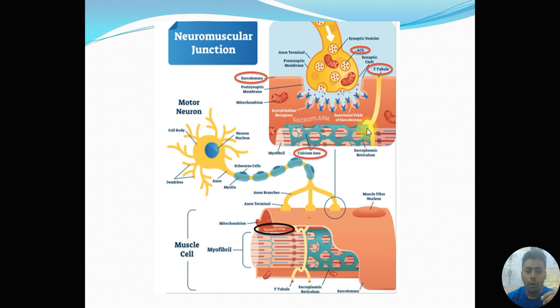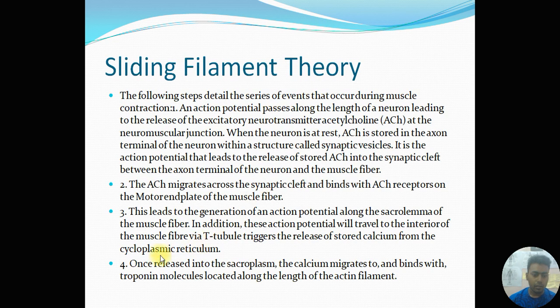Okay, what does the sarcoplasmic reticulum have? It has stored calcium ions, and that triggers the sarcoplasmic reticulum to release calcium ions from it. Now, I'll read it first and then I'll explain. Once it is released into the sarcoplasm, the calcium migrates and binds with the troponin molecules located along the length of the actin filament.